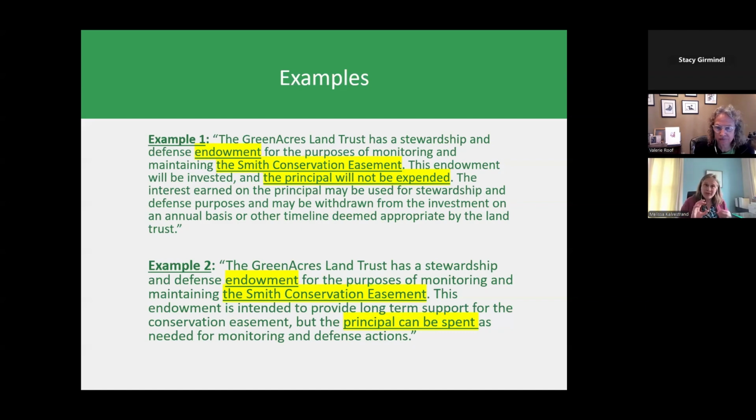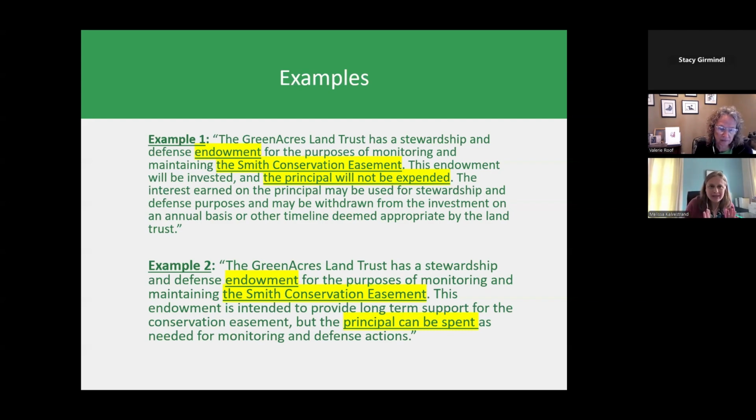Now let's change some of those words just a little bit. And the point here is that the words really truly matter. So in example 2, same thing, right? They're talking about a stewardship endowment for the Smith conservation easement. But in this next sentence, the land trust is being really clear: we're intending this to provide ongoing support, but the principal can be spent. So that's where the as-appropriate aspect of the requirement about perpetual restrictions comes into play.